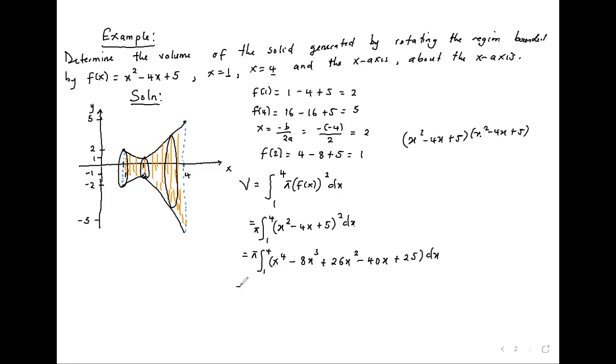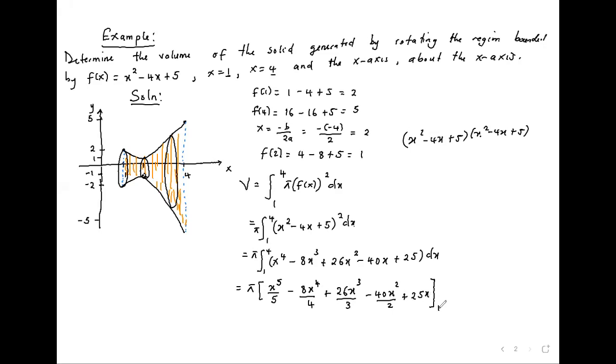Then now we start integrating. So the pi is still outside, and then integrate. That becomes x^5 over 5. We're just using the standard power rule here. And 8x^4 over 4 plus 26x^3 over 3, and then minus 40x^2 over 2 plus 25x.